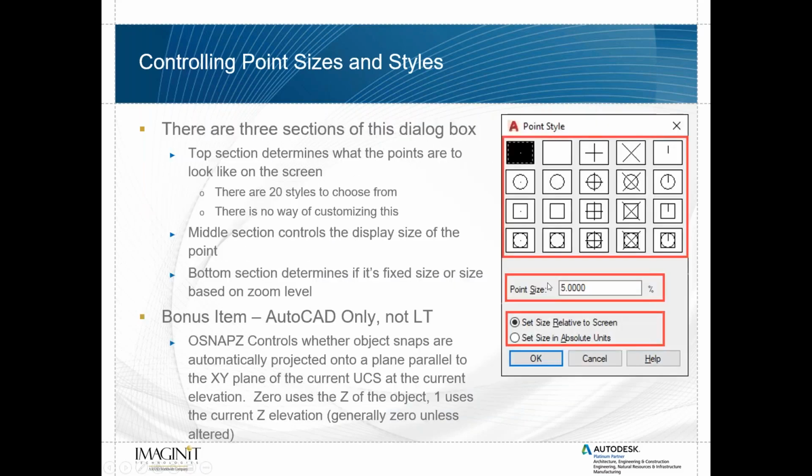In this dialog box, there are 3 sections. The top section determines what the points look like on the screen. Notice there are 20 styles to choose from, and there's no place to customize it. What you see is what you get. Those are the things that you can choose from. The middle section here controls the point size. This will be 5% or a size in absolute units, or size relative to the screen. Because I have the radio button on the bottom section that says Set Size Relative to Screen, the points will be 5% of my screen size, no matter what my zoom level is.